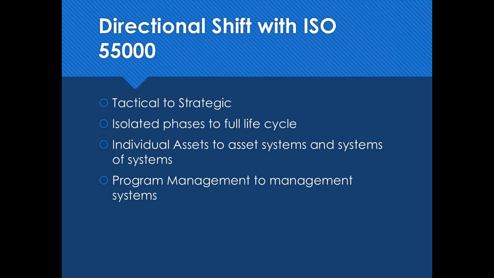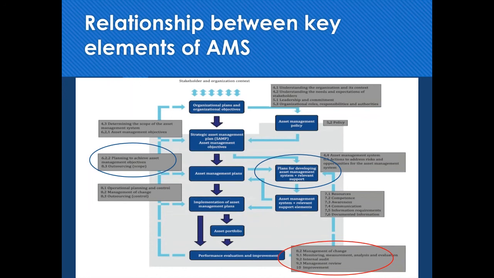And the next one is individual asset to asset systems and system of systems. As I mentioned, you look at the individual assets and then you look at the overall function of the combined set of assets as well. That's what we call systems of systems. And you go from a program management approach to more of a management systems approach. So you don't look at the individual silos, you look at the big picture and make those decisions. That's why organizations go from a tactical approach to a strategic approach. It gives that framework and it also gives organizations a complete line of sight as well.